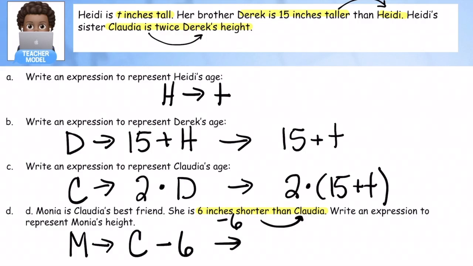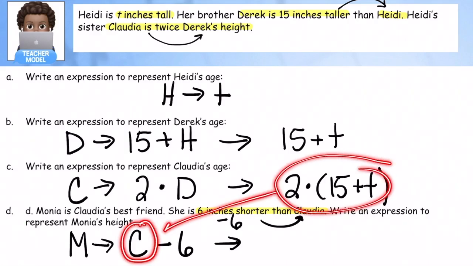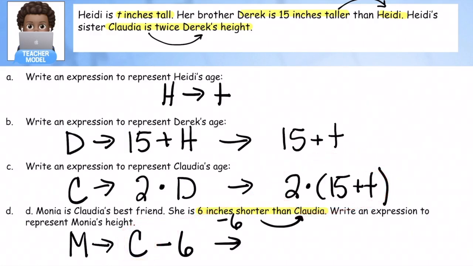So we're going to do that same thing. We're going to take the C for Claudia. We're going to take this entire term and substitute it in there. So 2 times 15 plus T, minus 6. So, ooh, there we have it. We are done with this one. We've represented her entire height.